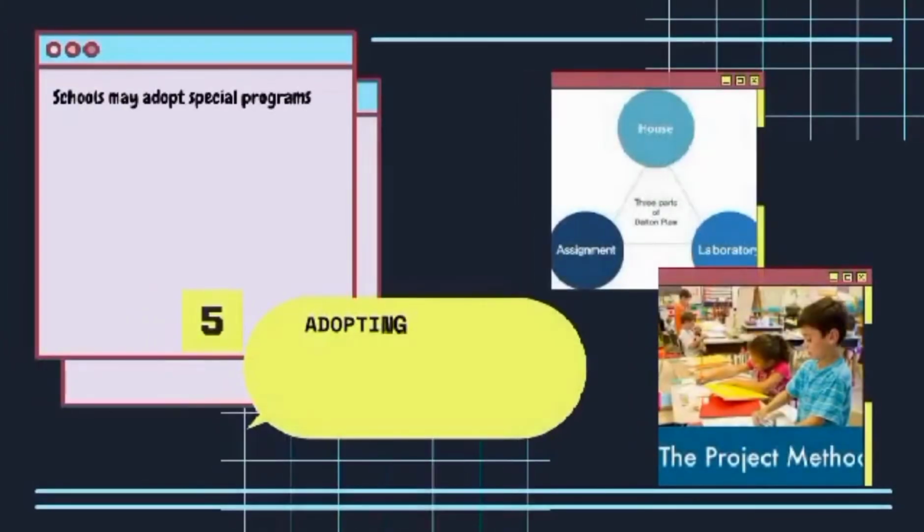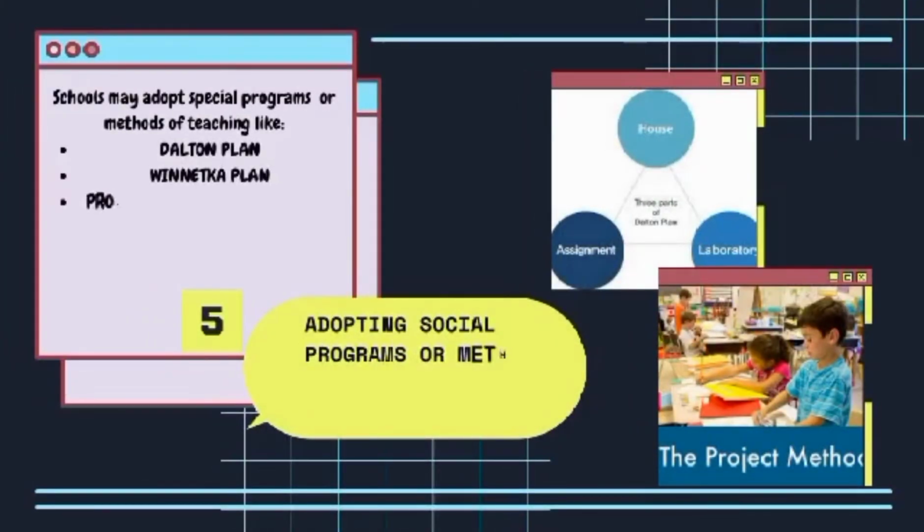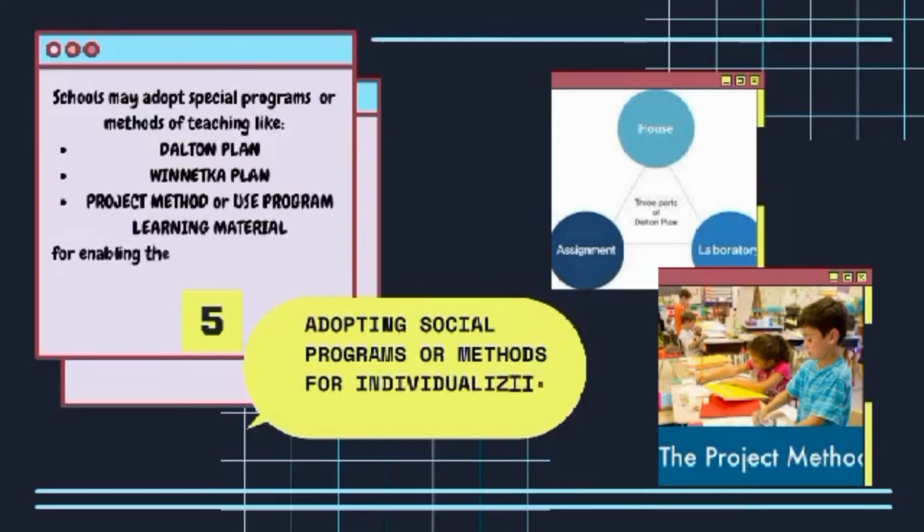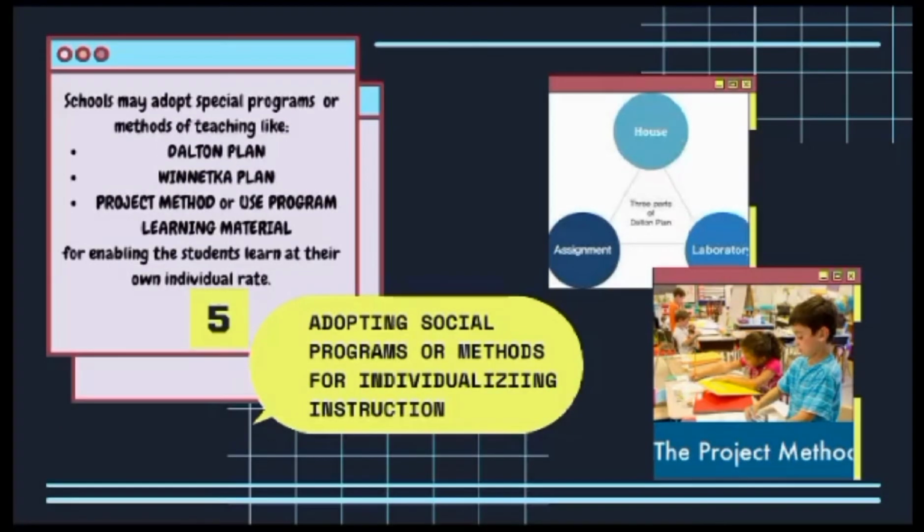Lastly is adapting social programs or methods for individualizing instruction. Under this, schools may also adopt special programs or methods of teaching such as Dalton Plan, Winnetka Plan, project method, or use program learning material for enabling the students to learn at their own individual rate.